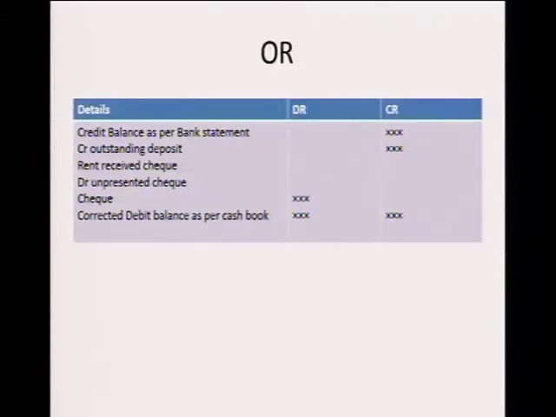Or you can use the next format, which is the credit balance as per bank statement. You enter the amount on the credit side, and then you credit the outstanding deposits also on the credit side, and then you debit the unpresented checks. You put the amount on the debit side, and then the corrected balance as per cash book, and after that your balance will fall underneath.